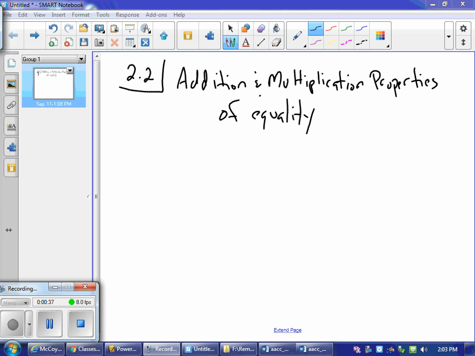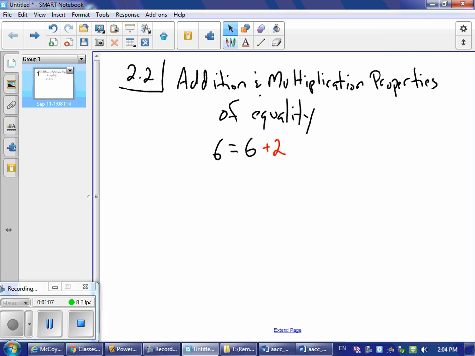Okay, so the basic principle of this is, hopefully, relatively easy to understand. If I started off with this statement, let's say 6 equals 6, and then I decide to add something to the right-hand side of this equation, well, now what I get is a statement that says 6 equals 8. We should all know that that's not a true statement.